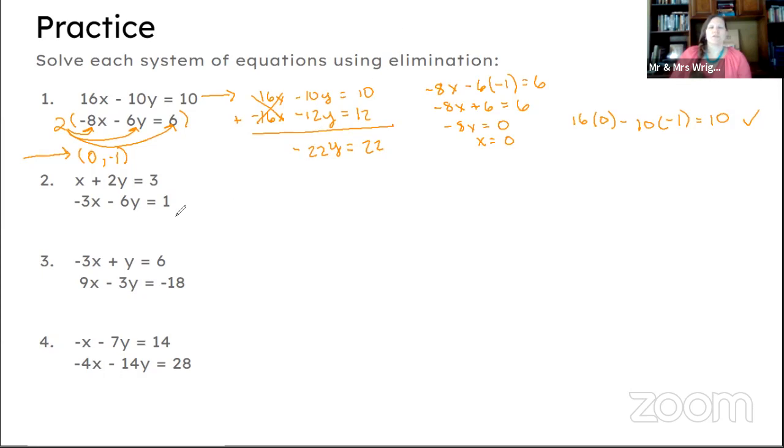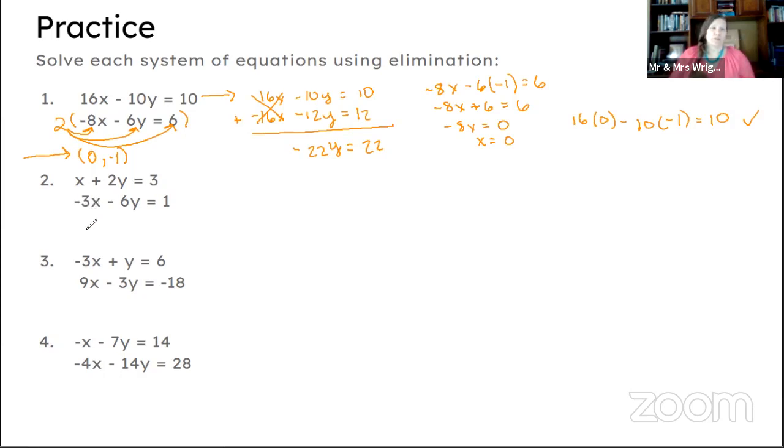All right, I'm going to change colors here. All right, x plus 2y equals 3. -3x minus 6y equals 1. I have no exact opposites here. However, if you notice, both variables have opposite signs. So I've got a 2 that's positive and a 6 that's negative in front of my y's. With my x's, I've got a +1. Remember, this is an implied +1 and a -3.